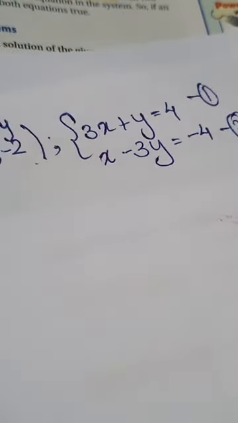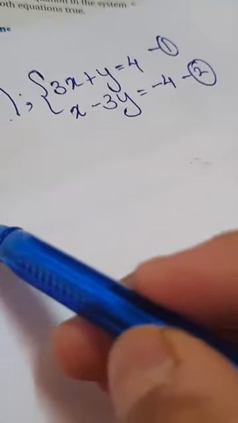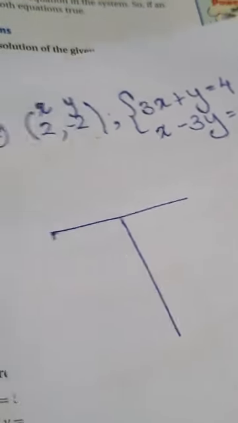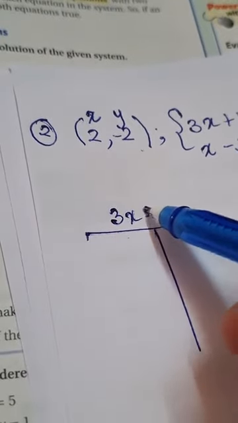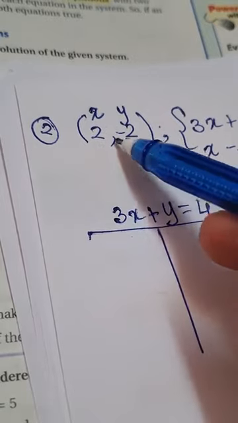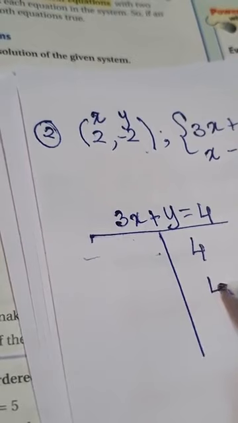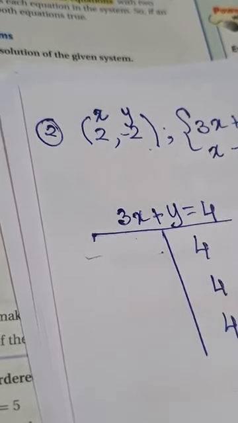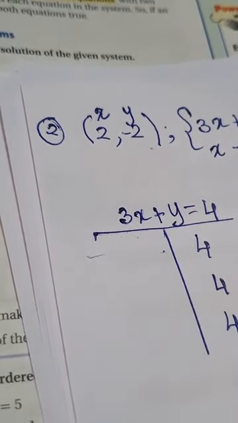Okay, so what is the first step you're going to do? Of course, draw the table. Okay, so the first equation is 3x plus 4y equals 4. So I'm going to just replace this part, you'll be doing 3x plus y, and this side always should be 4, 4, and 4. If the steps are more, we will write more, but most probably you will only be getting 3 steps.